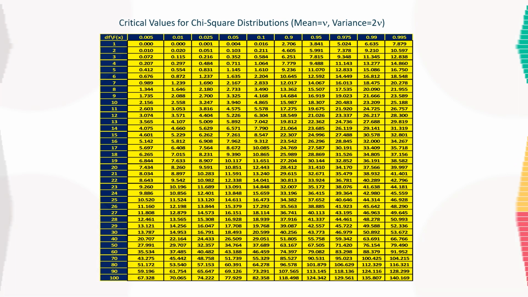So the chi-square distribution is widely used in statistical analysis and is a key tool in fields such as biology, engineering, and the social sciences. It's an important concept to understand for anyone involved in data analysis and statistical modeling.